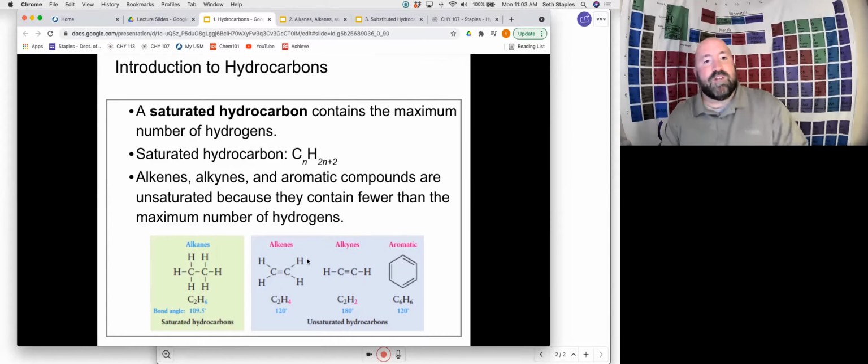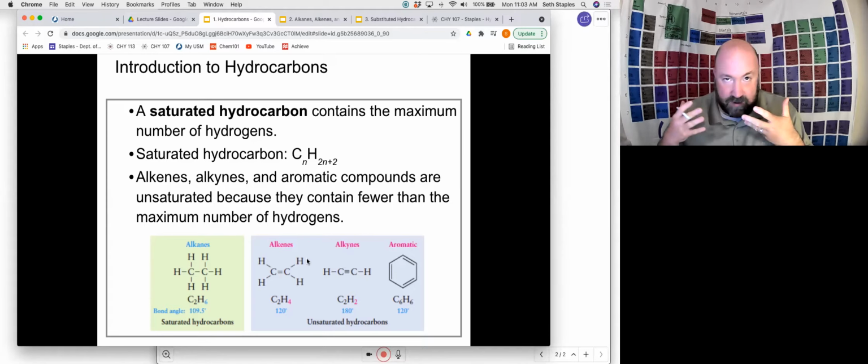We have also what we call saturated and unsaturated hydrocarbons. A saturated hydrocarbon contains the maximum number of hydrogens for that carbon chain. And so the general formula for a saturated hydrocarbon would be CnH2n+2, n being the number of carbons that there are, and H would be equal to 2n plus 2.